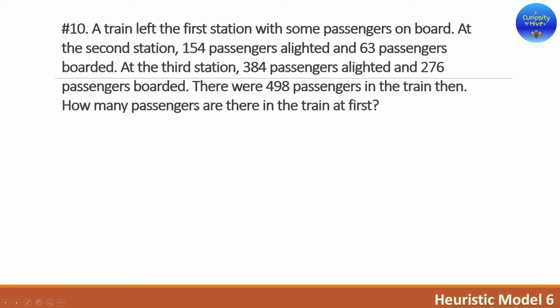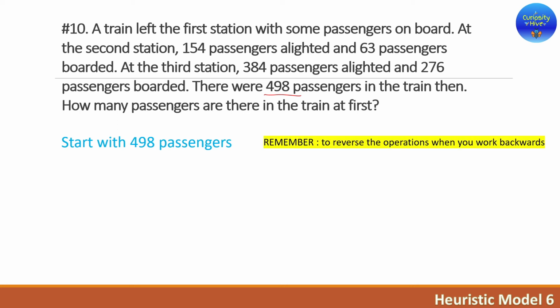Now in these kind of questions, we start from the last point. That is, we will start with 498 passengers. And one key thing to be remembered here is that when we do our backward solution solving, we are going to reverse the operation. That means we are going to subtract the passengers that boarded and we are going to add the passengers that alighted, because that is indication of how many passengers were there in the first.